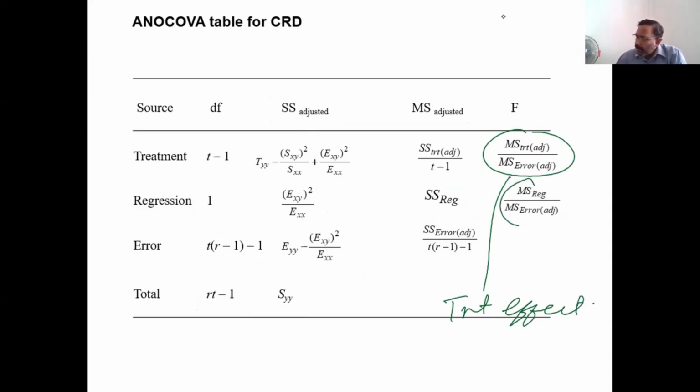What is the test for this one? Why we want to test this one? Anybody? We can test that one also. You make a note of it. We can test for that. What is that? For what purpose are we doing the test of that? Anyone?